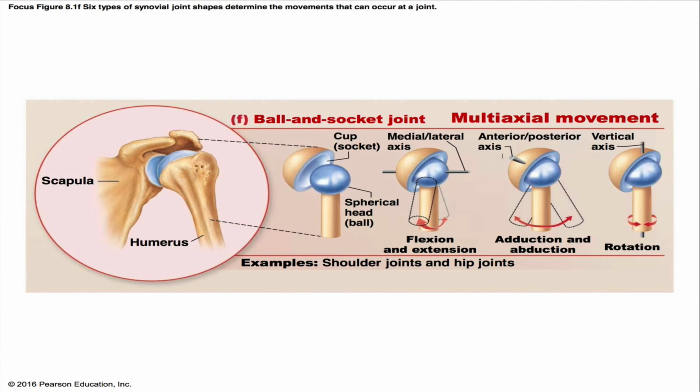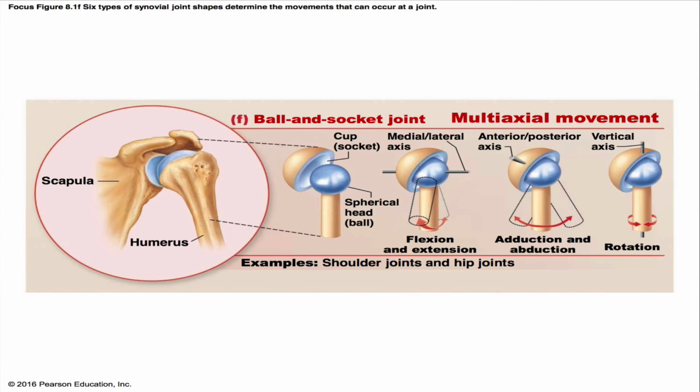Finally, we have the ball and socket joint. Now, this is an example of your shoulder joint. You can also find this at the hip joint. So here you have the head of the humerus over here, and then it's going to be articulating at the glenoid cavity of your scapula. So what we have over here is again a cup-shaped socket, and then you have the spherical head or the ball of the articulating bone.